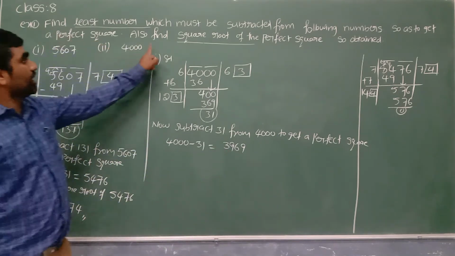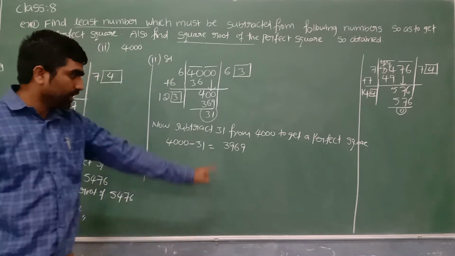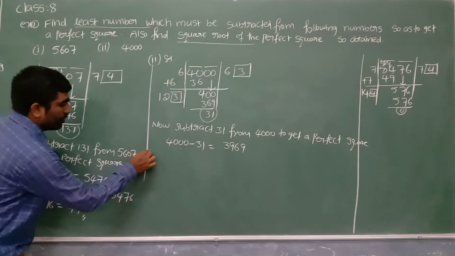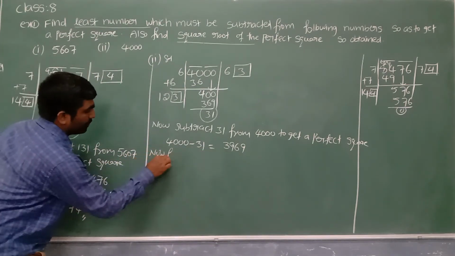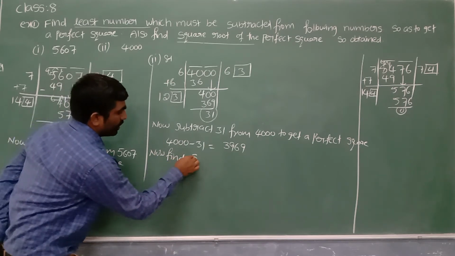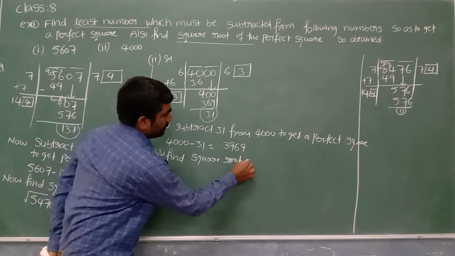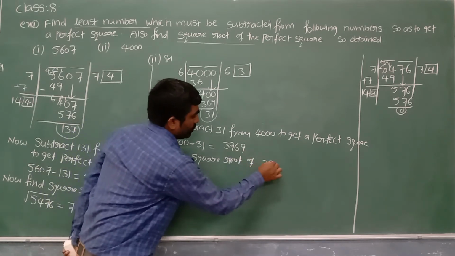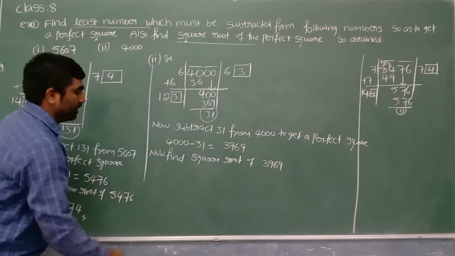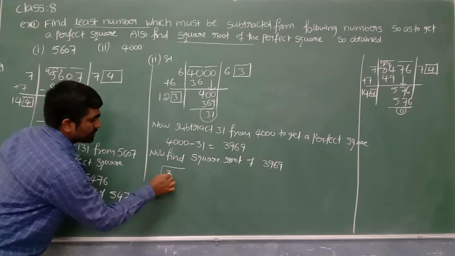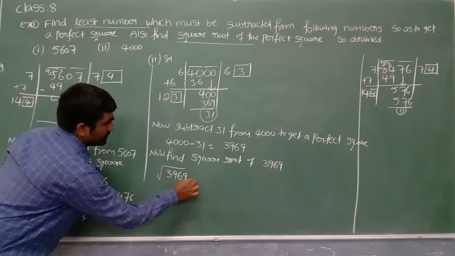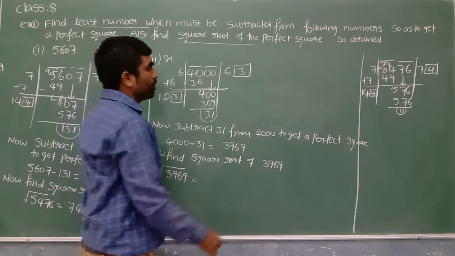After getting the perfect square, they are also asking to find the square root of this perfect square. Now we have to find the square root of this perfect square whatever we obtained. Now the square root of 3969 is equal to, let me go to rough work.